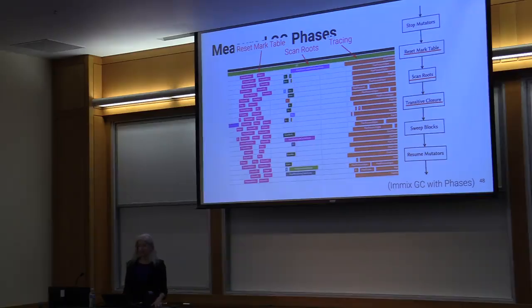tracing. Okay. So scan roots and tracing give you a lot of opportunity to get rid of that dead space if you start tracing as soon as you've got even one root. So that's the opportunity here at the lower levels.